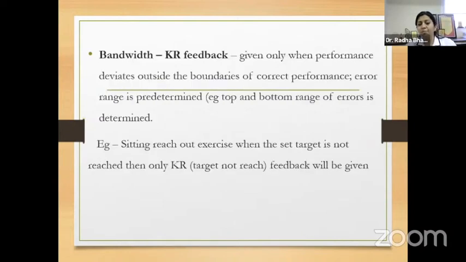Next is bandwidth feedback, which is again a knowledge of result type of feedback, given only when the performance deviates outside the boundary of correct performance. So the patient is doing the activity or performing the task. If something goes wrong, then only the feedback is given. Otherwise, there's no need to give feedback to that particular patient.